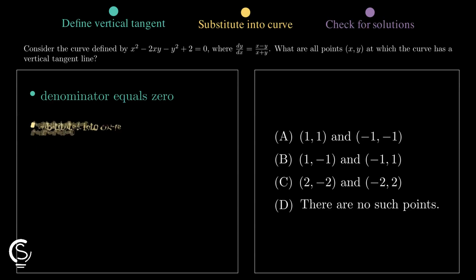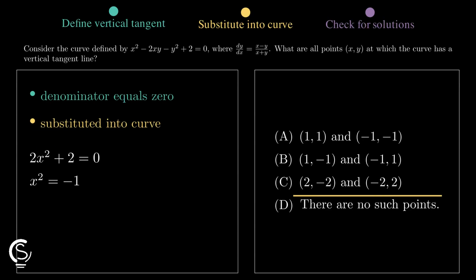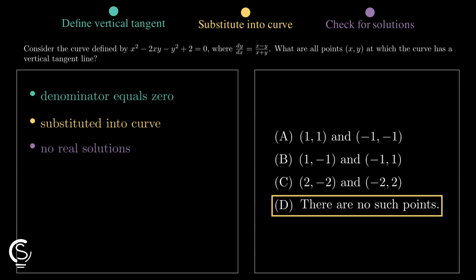Simplifying gives 2x squared plus 2 equals 0. Since x squared equals negative 1 has no real solutions, the curve never has a vertical tangent.